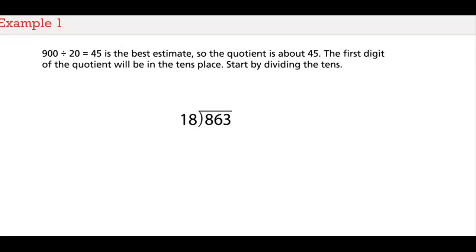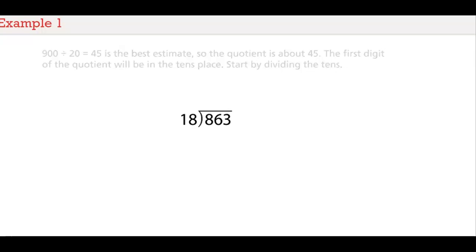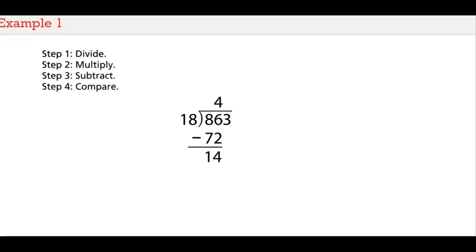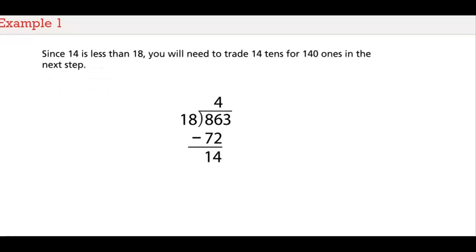The first digit of the quotient will be in the tens place. Start by dividing the tens. Step 1. Divide. Step 2. Multiply. Step 3. Subtract. Step 4. Compare. Since 14 is less than 18, you will need to trade 14 tens for 140 ones in the next step.